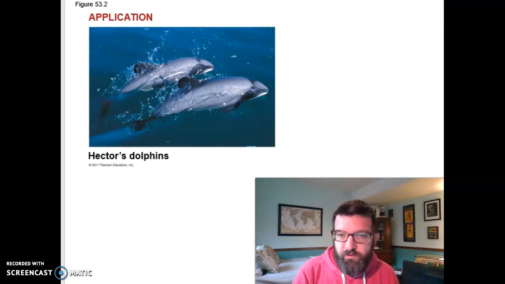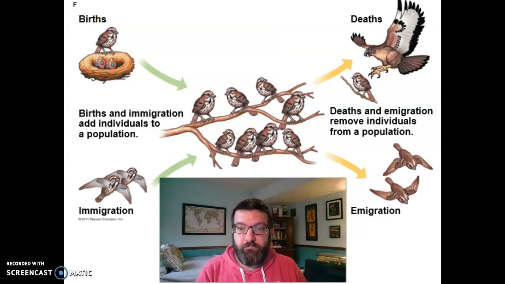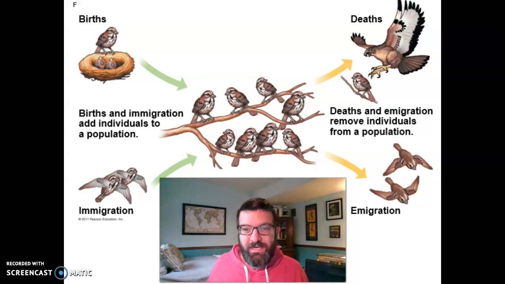For animals that move a lot, like dolphins, for instance, this is the best way to get an estimate of the sample size and the density, right, which is the number of individuals that you've estimated within the area that you are sampling. Population size and density are a function of things that can add or subtract individuals from a population that lives in a certain area.